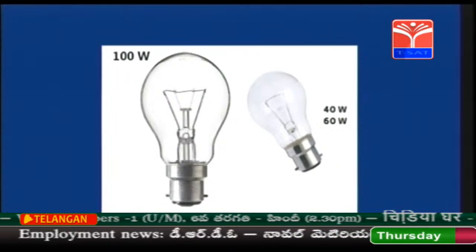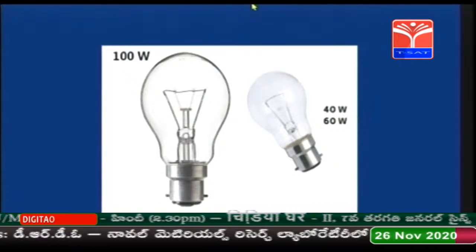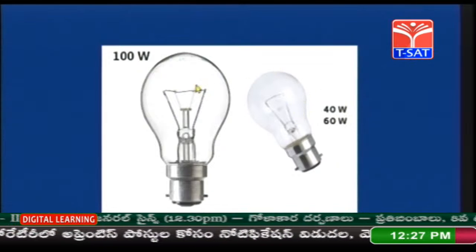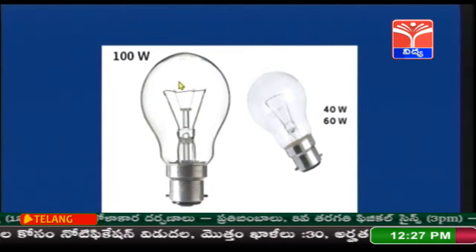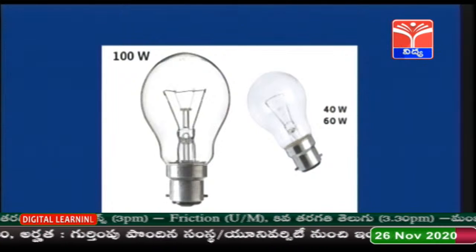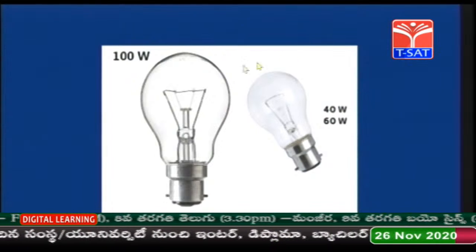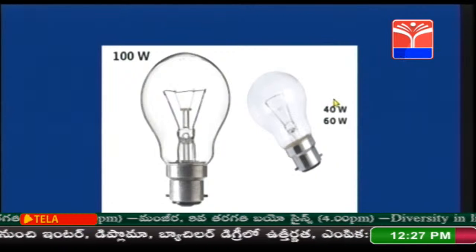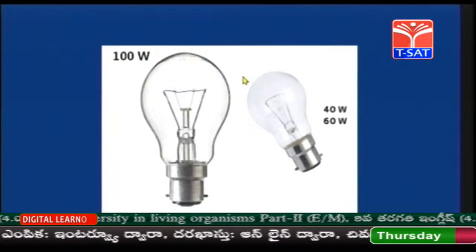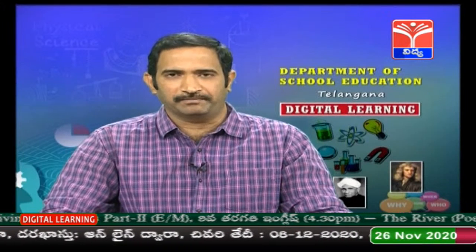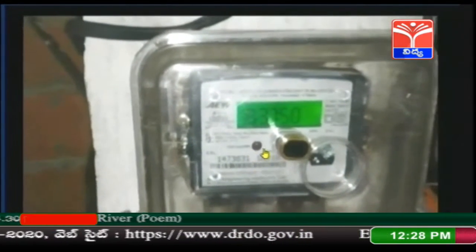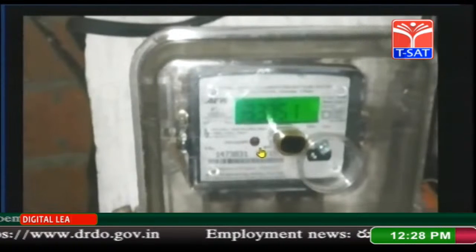Now you see, there is a bulb. On this bulb you might have observed 100 watt, 40 watt or 60 watt written. On electrical devices, any electrical appliances, if you observe at your home, you will find watts written on them. Not only bulbs, but fans, tubes and motors, you can see the wattage written on them.